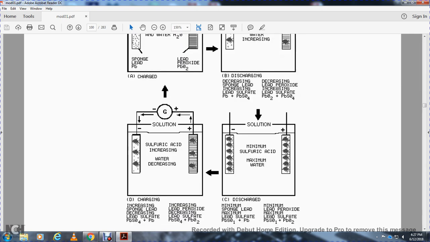electrode. On charging, sponge lead increases, lead sulfate decreases, and lead peroxide increases. The sulfuric acid increases and water decreases in the solution from the positive to the negative during charging. Discharging shows minimum sulfuric acid and maximum water in the solution, minimum sponge lead, maximum lead sulfate, and minimum lead peroxide, maximum lead sulfate.